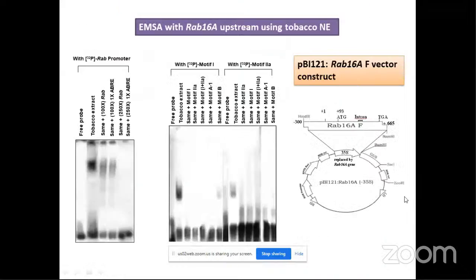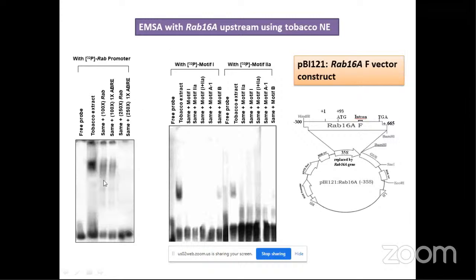Now, initially we tried to characterize whether the RAB16A gene really confers tolerance. Because the expression is higher in the tolerant variety, it gives us the impression that this gene probably confers some sort of tolerance. Before going into rice transformation, we chose a model plant, which in plant systems is either Nicotiana tabacum, tobacco, or Arabidopsis. So we tried to show whether this gene confers salt tolerance in transgenic tobacco. But before that, we had to confirm whether there is any nuclear factor in tobacco that actually binds to the Rab16A promoter.